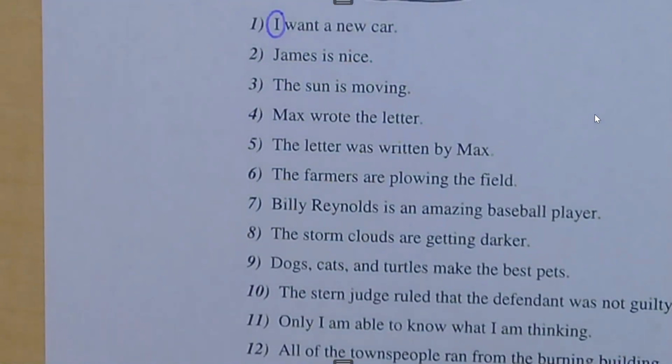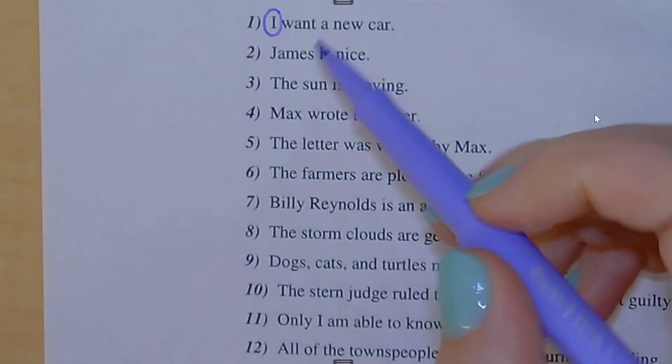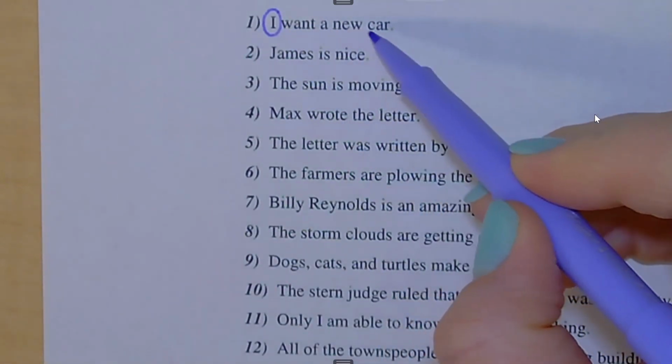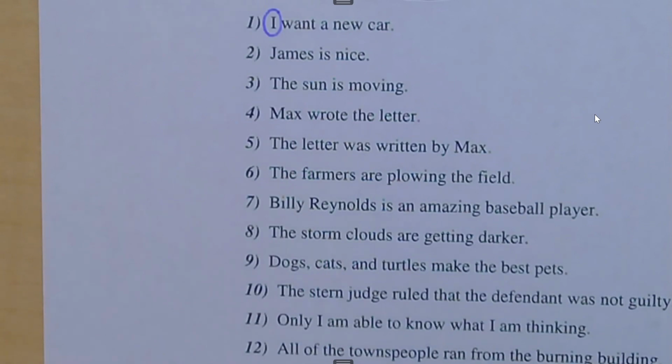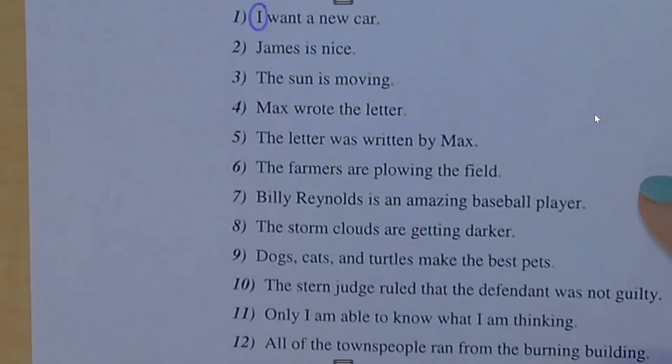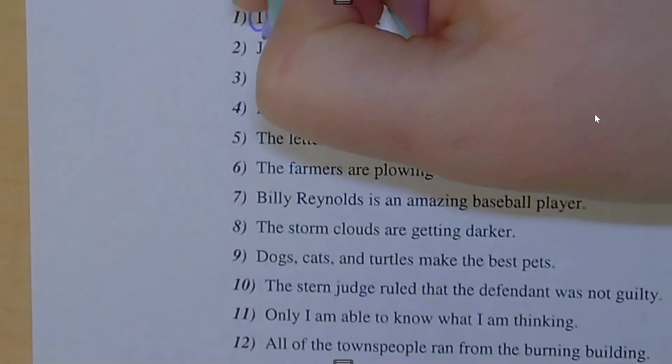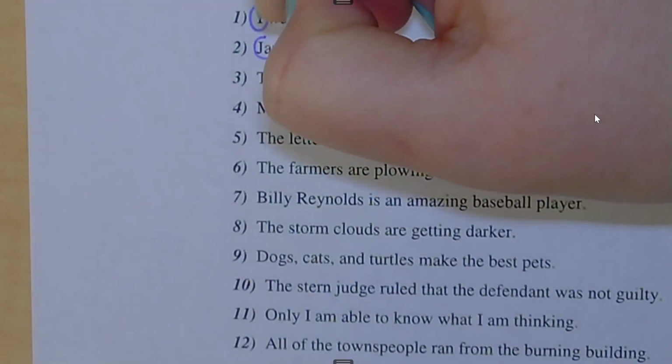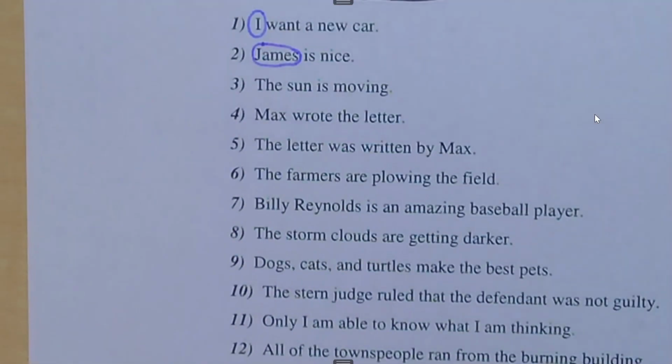We're only working on subjects today, but just to give you a hint, everything following the subject is going to be the predicate. So it's very important that you figure out how to correctly identify the subject because that is also going to tell you what the predicate is. Number 2, James is nice. Who or what is nice? James. So James is the subject. He is who or what the sentence is about.